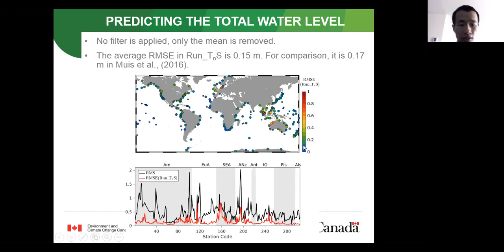Next, this slide further shows the RMSE map in the combined surge run with nudging. Overall, we found that the model skill is very good, and the average RMSE across all stations is about 0.50 meters. For comparison, it's 0.70 meters in another global tide and surge model used by MOIS. But we noticed that their number is evaluated based on 30 years of results, and ours is based on 1 year's results.